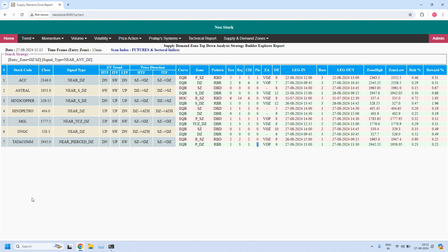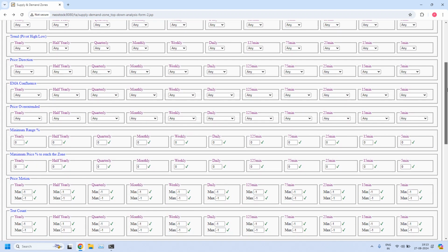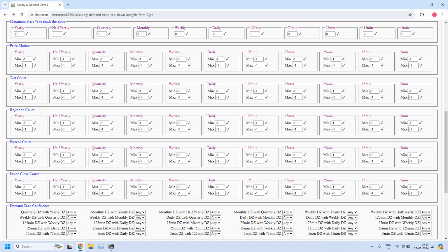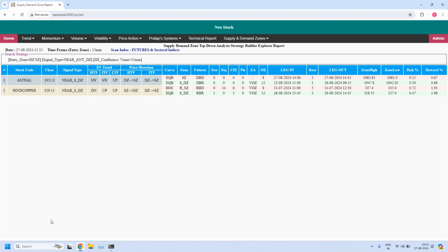And it is pierced, Tata Communication. Okay, but 15 minutes demand zone and 75 minutes demand zone confluence, let us verify. Because zone confluence, that is the LTF and ITF confluence in the demand zone confluence. So 15 minutes demand zone with 75 minutes demand zone confluence, let us verify how many stocks will filter out of the 7. 2 stocks are filtered.